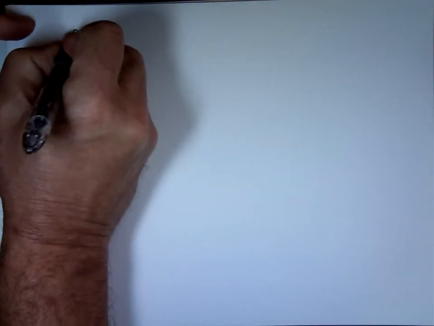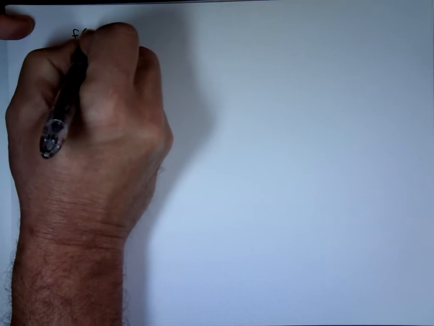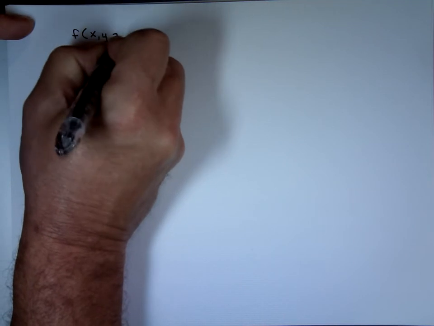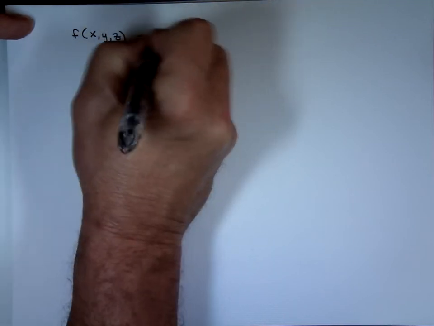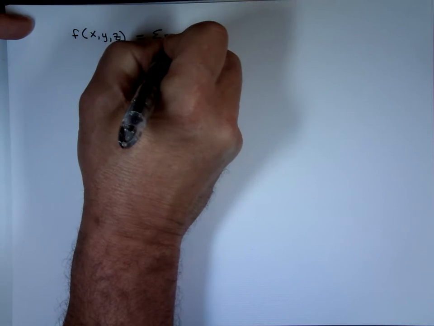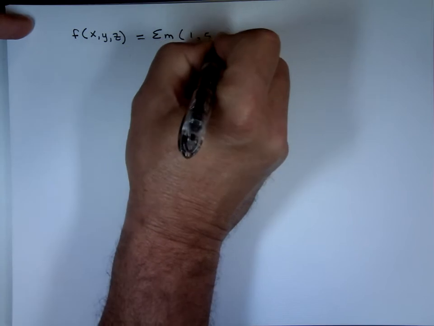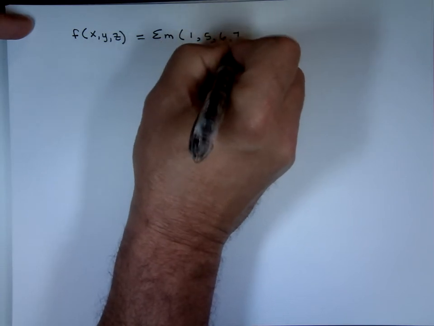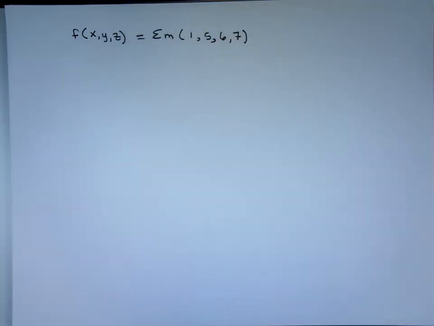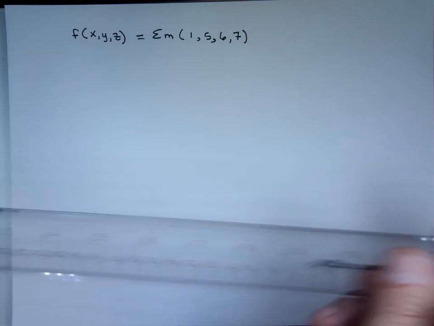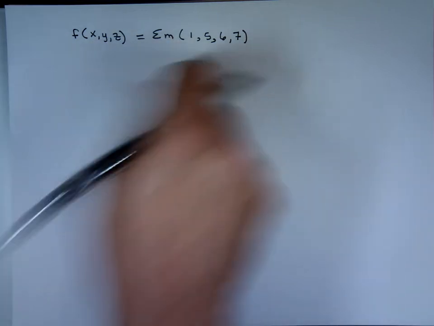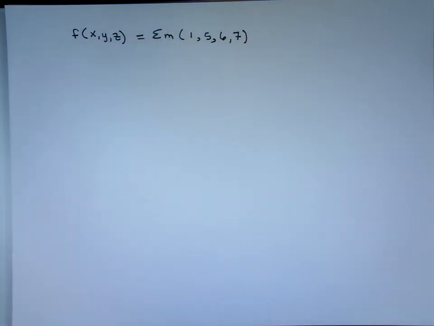Well, let me start backward. Last time we said, let's say I'm giving you f of x, y, and z. And I said, this is the summation of the minterms of 1, 5, 6, and 7. I just made that up. Can you find the expression for it and simplify that expression?